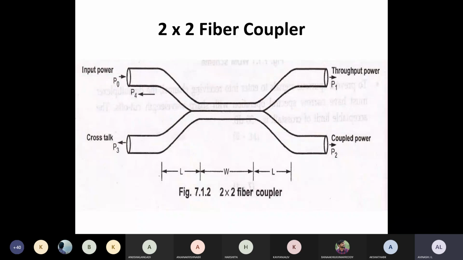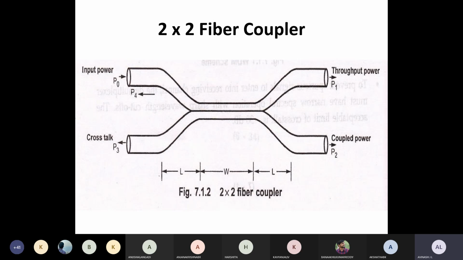On the left hand side there are 2 ports, named input power and crosstalk. On the right hand side there are another 2 ports, named throughput power and coupled power. Input power is denoted by P0, throughput power by P1, coupled power by P2, and crosstalk by P3.